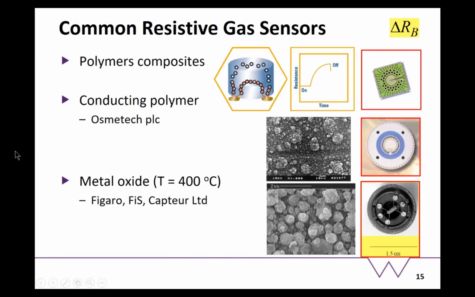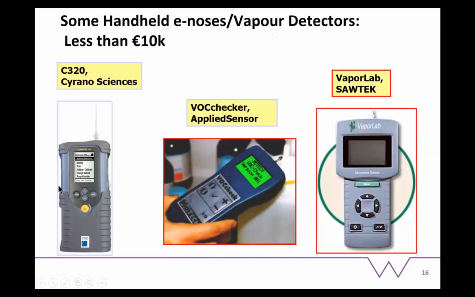Handheld units are over here, also on the market. I've worked with this company over here. I'm on the advisory board of Serrano Sciences in the early days. And this is a handheld polymer-based unit costing around $10,000 or 10,000 euros. This one over here is using surface acoustic wave devices. So you can buy these little VOC checkers that are on the market today.